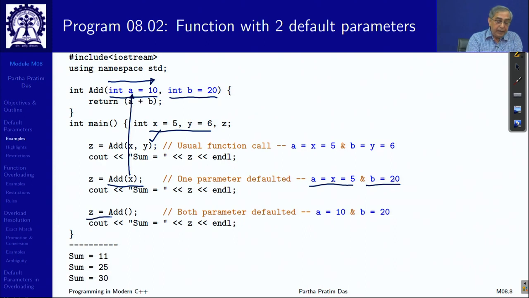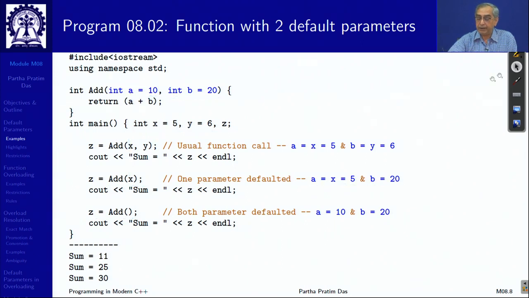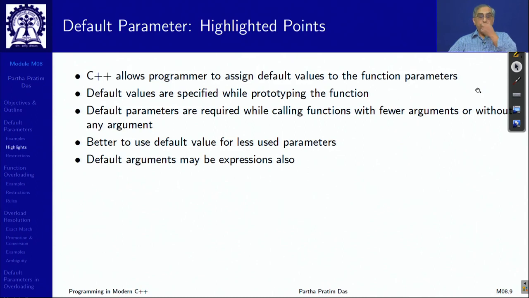And in the third case, if I do not pass any parameter, both a and b take their default values. So, it always goes from the left, and as many parameters as are provided will take the values of the actual parameters, remaining must be default and they will take their default values. That is the whole idea of the default parameter. So, it allows programmers to assign default values to the function parameters, that is the basic idea.